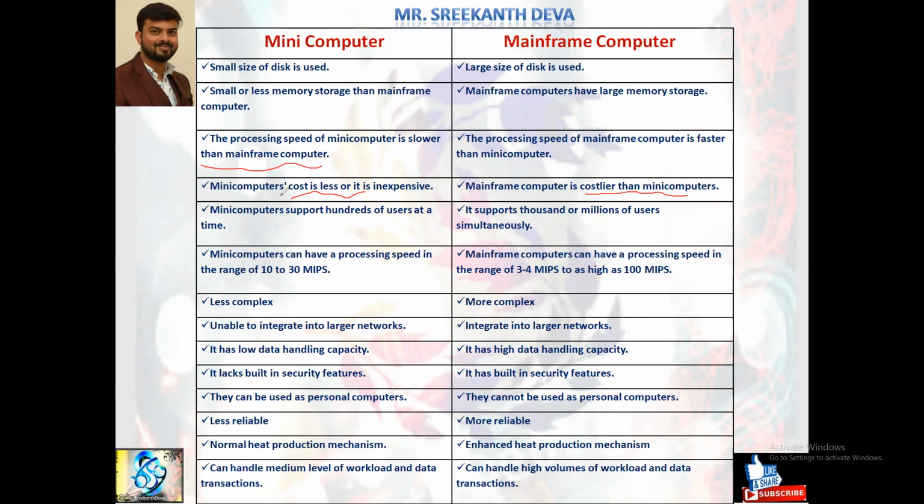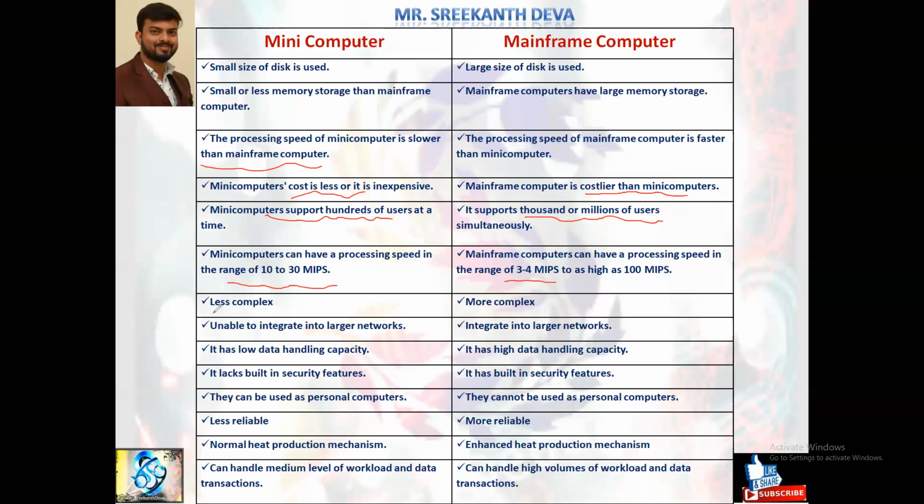A minicomputer supports hundreds of users at a time, but a mainframe computer supports thousands or millions of users simultaneously. Minicomputers can interact and be accessed by only up to hundreds of users, but mainframe computers can interact with thousands or millions of users simultaneously. Minicomputers can have a processing speed in the range of 10 to 30 MIPS. Here MIPS stands for million instructions per second. But mainframe computers have a processing speed in the range of 3 to 4 MIPS to as high as 100 MIPS.